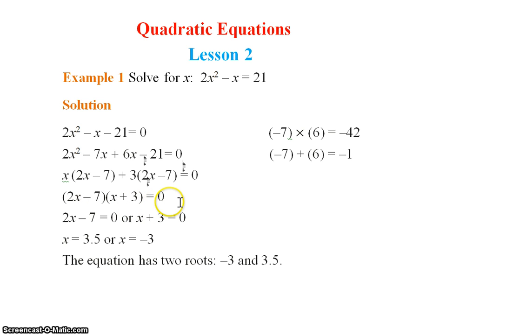The product of two factors equals 0 when either first factor equals 0 or second factor equals 0. So we equate 2x minus 7 to 0, and we equate x plus 3 to 0. 2x minus 7 equals 0 gives x equals 3.5. You just move 7 to the right side and then divide by 2. X plus 3 equals 0 gives x equals negative 3. Therefore, the given equation has two roots, minus 3 and 3.5.